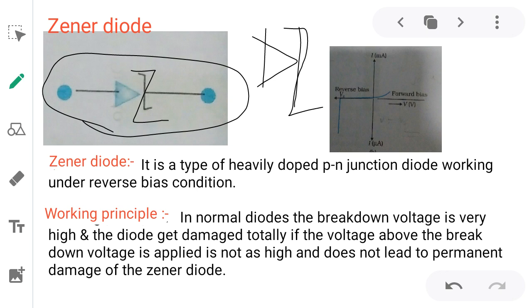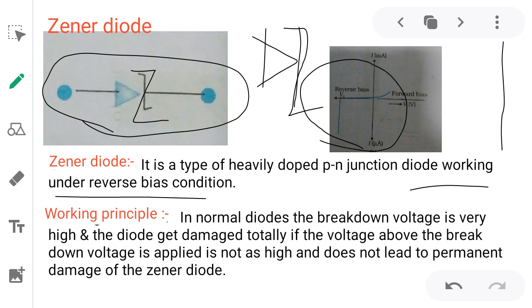Fine. Why is it working under the reverse bias condition only? According to the diagram, in reverse bias the current got saturated. To keep the current at a constant value, the diode working under reverse bias is preferable.